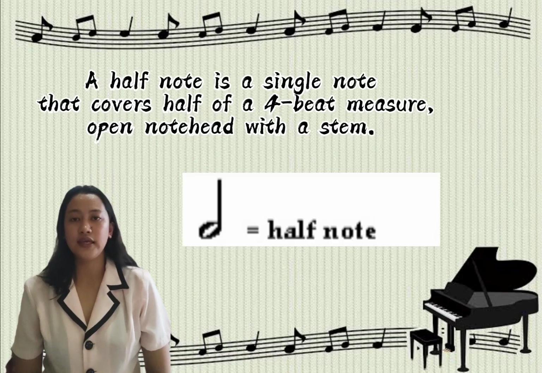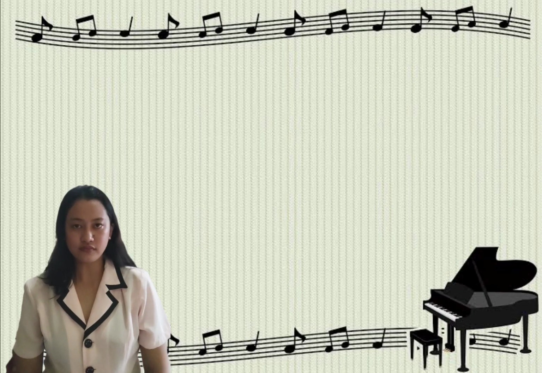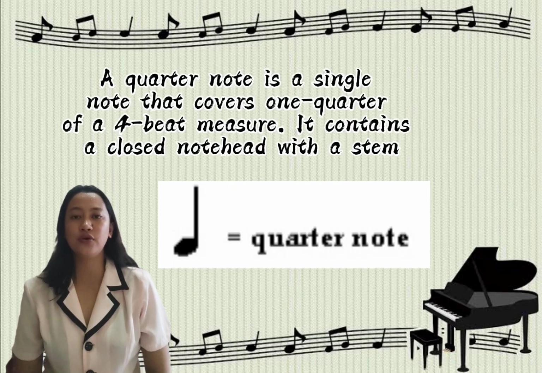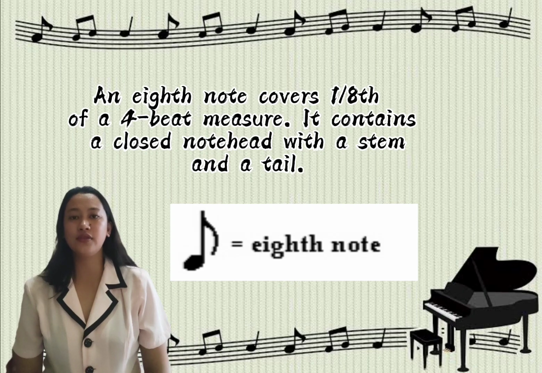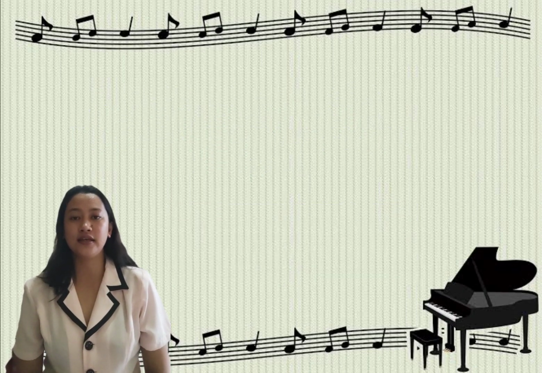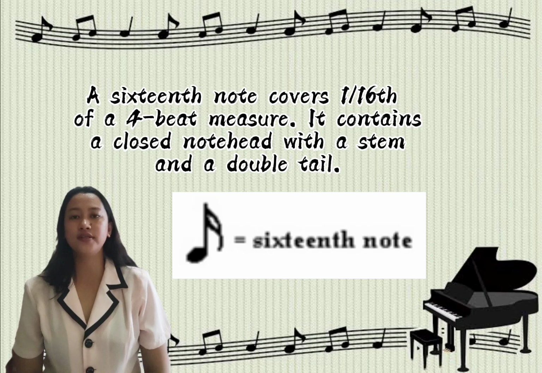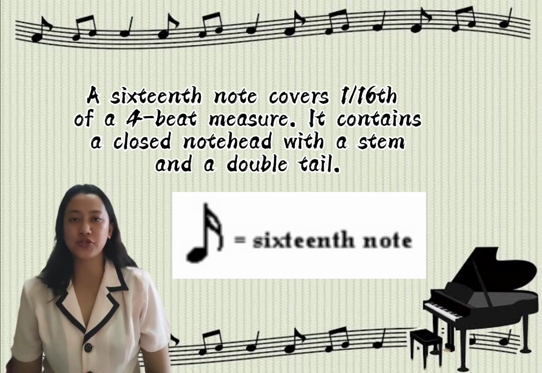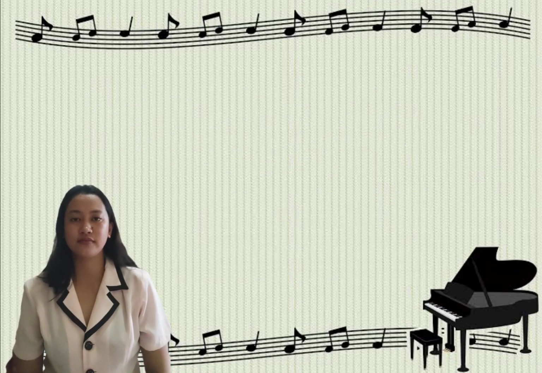A half note is a single note that covers half of a 4-beat measure. It contains an open note head with a stem. A quarter note is a single note that covers 1/4 of a 4-beat measure. It contains a closed note head with a stem. An 8th note covers 1/8 of a 4-beat measure. It contains a closed note head with a stem and a tail. A 16th note covers 1/16 of a 4-beat measure. It contains a closed note head with a stem and a double tail.